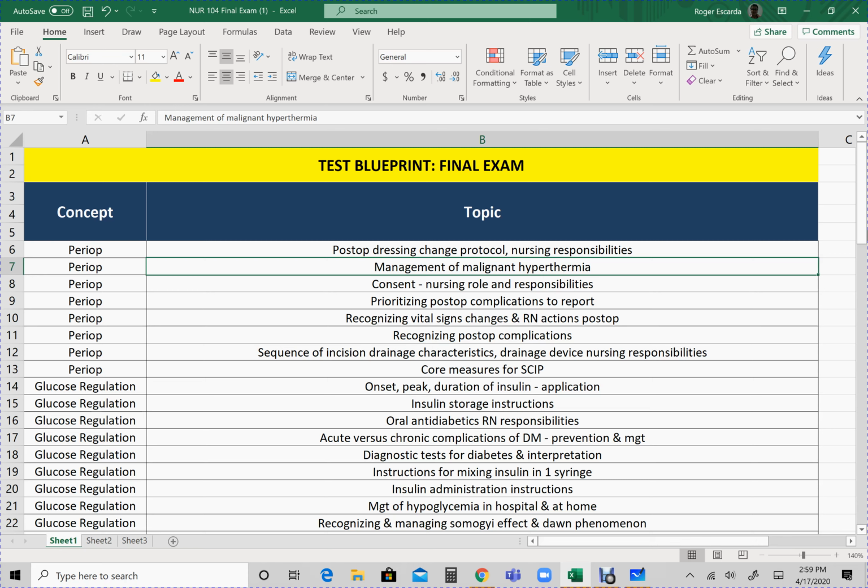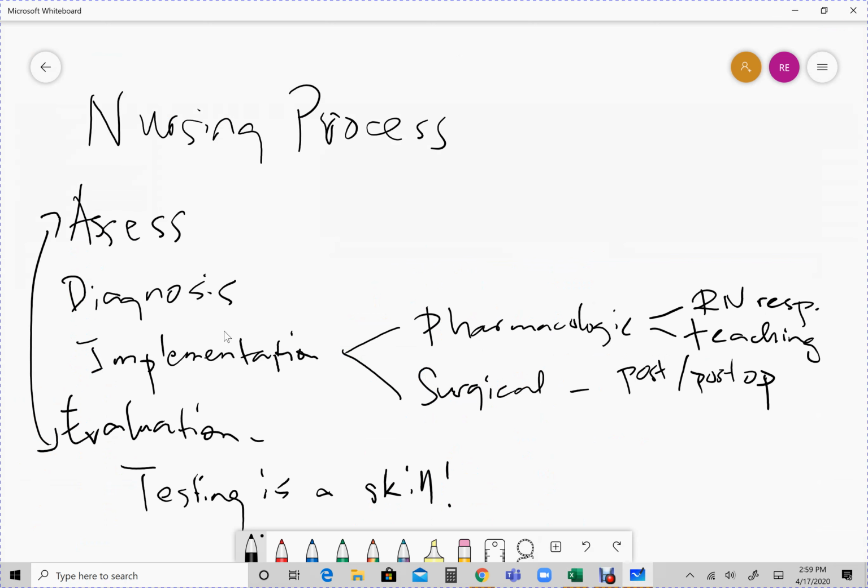Okay, so use the same way of studying. So you cover the nursing process questions. So try to answer these questions right here. On each topic, make sure you can answer the steps of the nursing process on each topic.